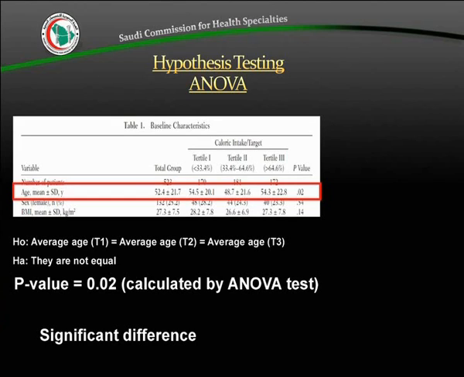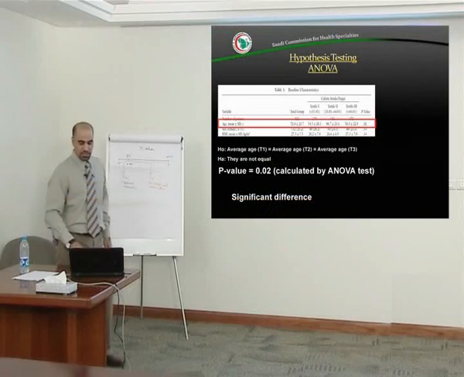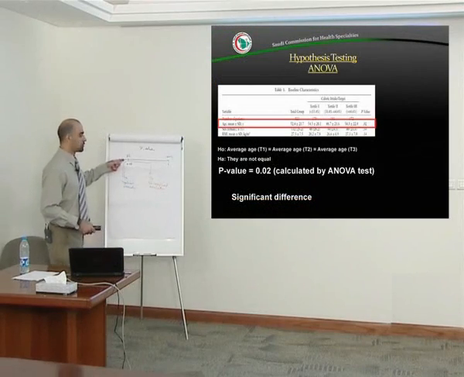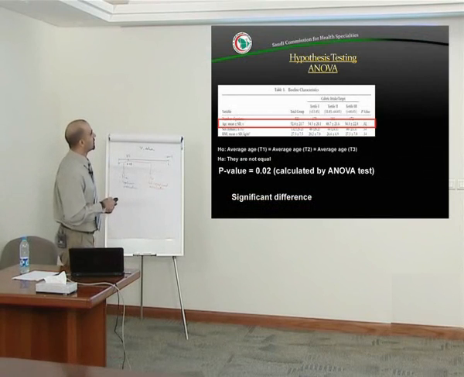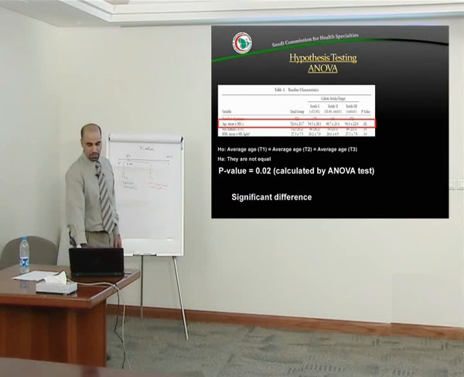ANOVA is a test that we do to calculate the p-value for a scenario when you have a categorical variable with 3 levels and a continuous variable. And finally, I found a 0.02 p-value, meaning that it supports the alternative, saying that there is a significant association between age and the tertile of the caloric intake.